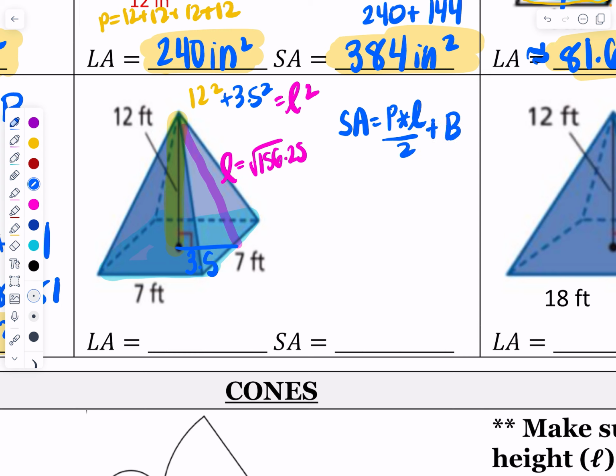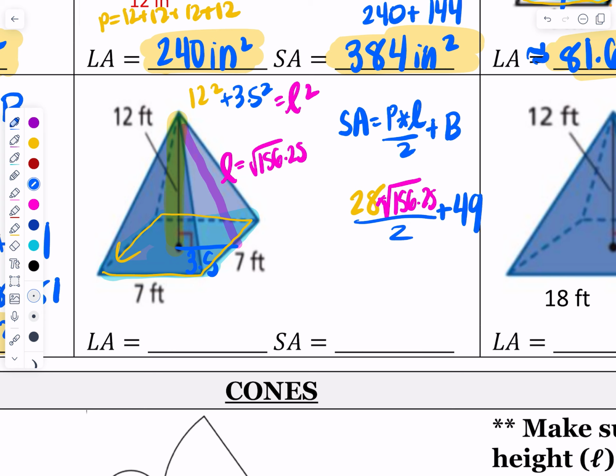So my perimeter is going to be 7 plus 7 plus 7 plus 7 on that square. 7 times 4 is going to give me 28. So it's going to be 28 times my slant height, which is the square root of 156.25. I'm going to multiply those together, divide by 2, and add the area of the base. Well, what is a 7 by 7 area going to give me? It's going to give me 49 total.